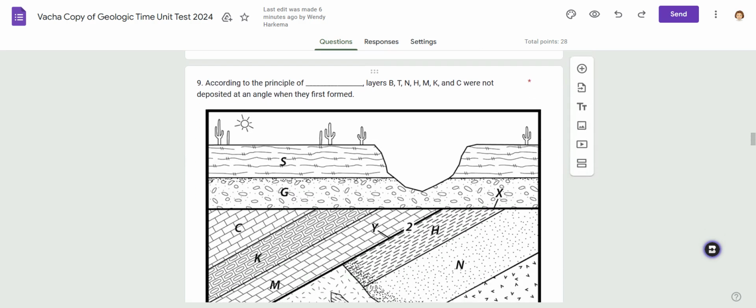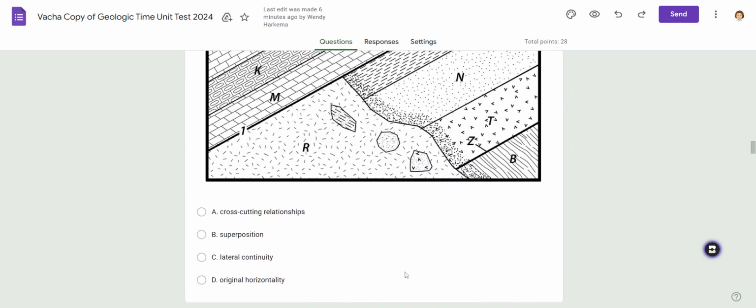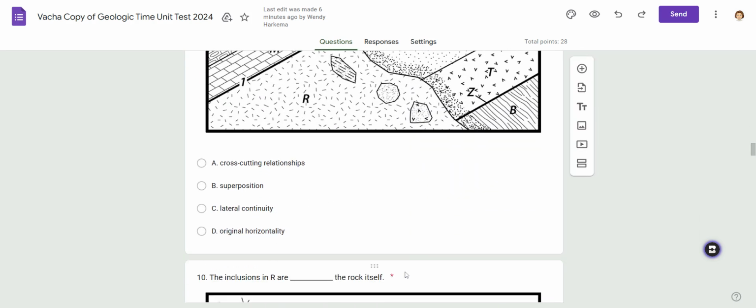Number 9, according to the principle of blank, layers B, T, N, H, M, K, and C were not deposited at an angle when they first formed. A, cross-cutting relationships. B, superposition. C, lateral continuity. D, original horizontality.